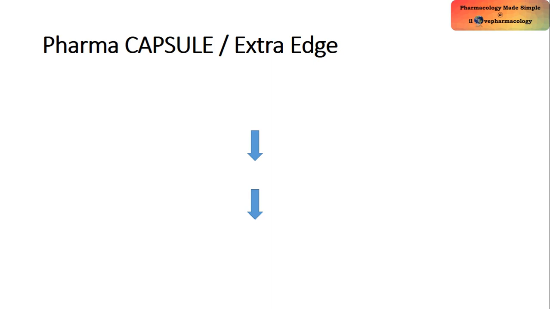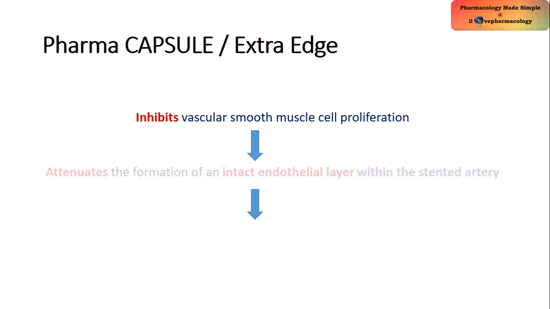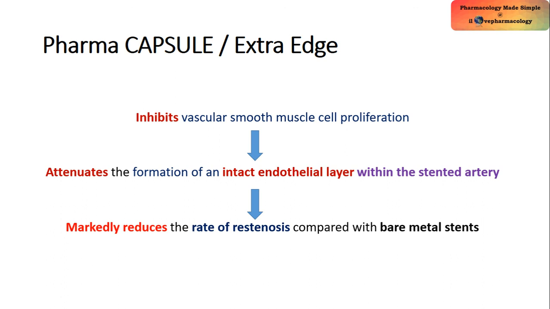So coming to the extra edge point, basically these drug-eluting stents will inhibit the vascular smooth muscle cell proliferation and also attenuate the formation of an intact endothelial layer within the stented arteries. Thereby, it markedly reduces the rate of restenosis or reocclusion compared with the bare metal stents. So along with the metal stents, you need to use this immunosuppressive agent to prevent the restenosis.